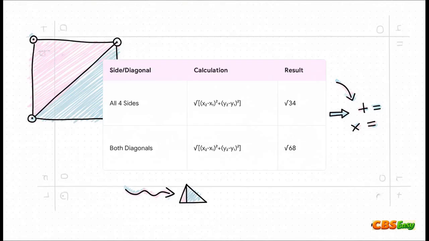Let's make this super clear with an example. As you can see in this table, after we use the distance formula 6 times, we get a really clear result. All 4 sides come out to be the square root of 34. That's condition 1. Check.